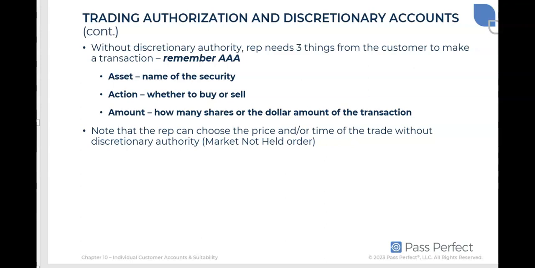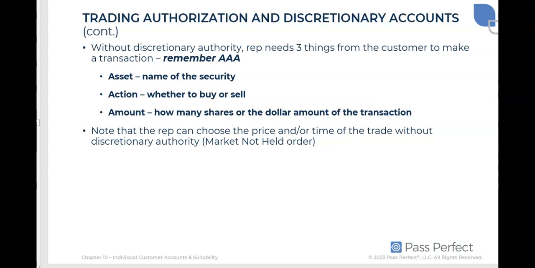Okay. If we do not have discretionary authority, for any transaction that the customer places, we must get three things from an order. We're going to remember them as the 3 A's: the asset, which is the specific security they want to trade; the action, meaning buy or sell; and the amount, whether it's dollars or number of shares. As long as the customer provides all 3 of these things in an order, it is not considered discretionary. It does not need to be in writing. If the customer lets the registered rep choose any one or more of these 3 things in an order, that would be a discretionary order, and that does need to be in writing. It has to be received in writing at the broker-dealer before they can use any type of discretion.